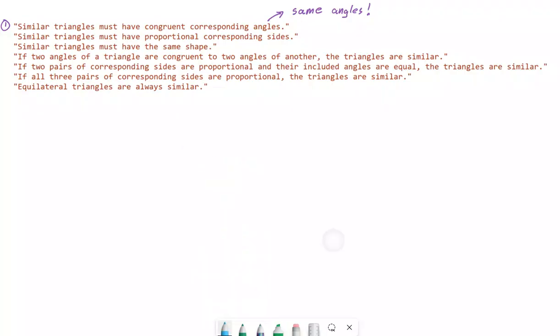Statement number 2. Similar triangles must have proportional corresponding sides. So, in other words, the sides are in constant ratios. Boy, I hope that clears that up. Maybe it does, maybe it doesn't. But let me draw you an example of what I mean here.